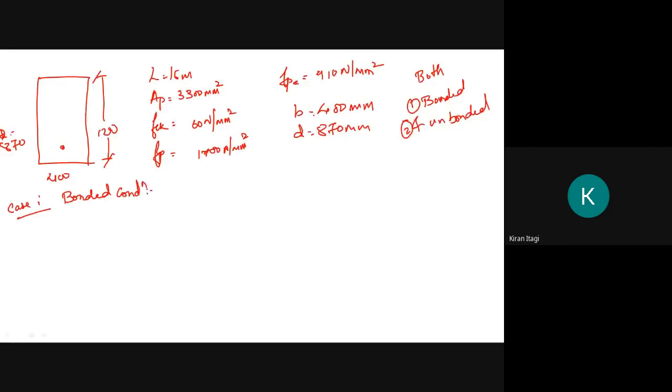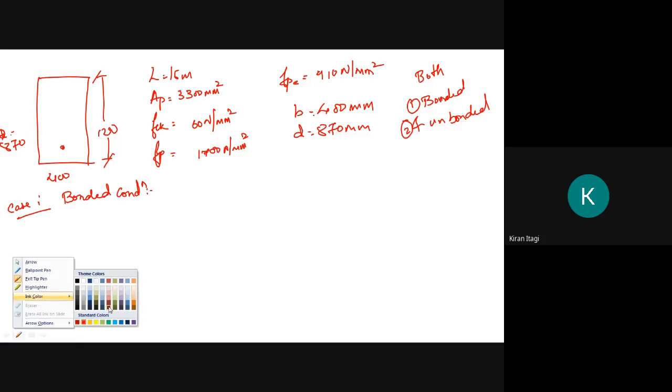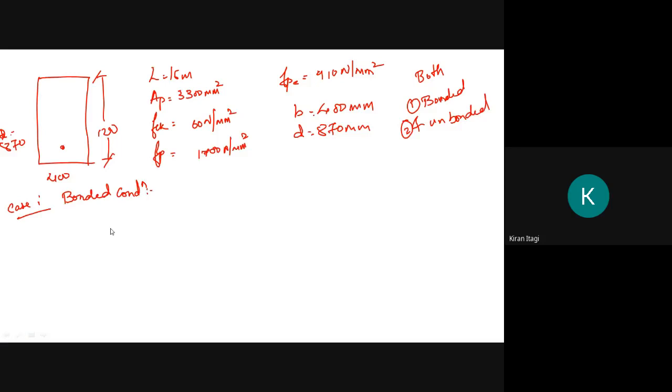Be fast. Reinforcement ratio is given by AP into FPE upon B into D into FCK. Okay, substitute the values. 3300 into 910, 400.